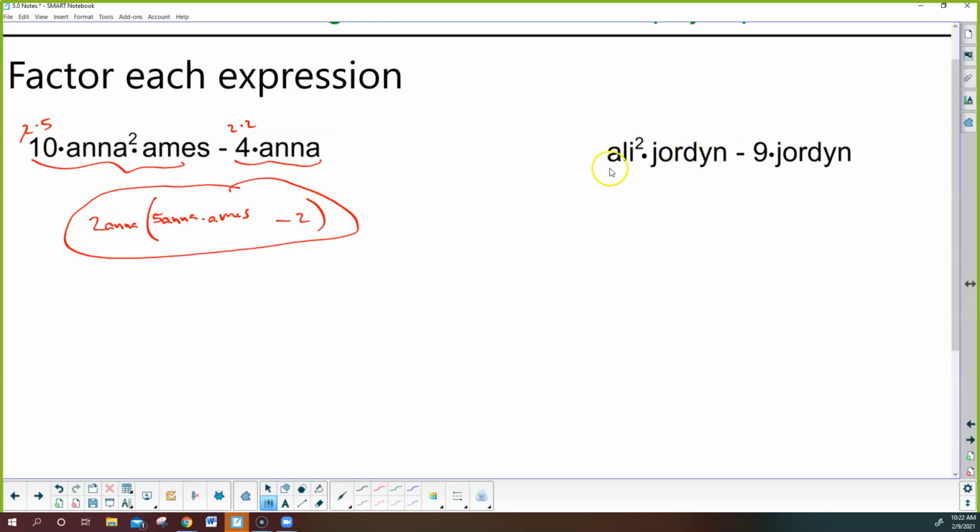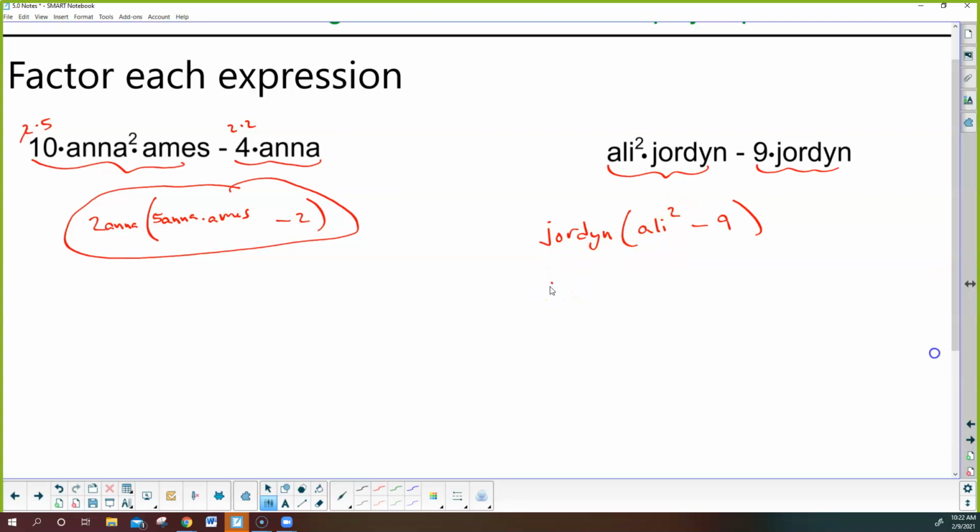And then same thing here. Notice we got two pieces, right? I have Allie squared times Jordan minus 9 Jordan. Well, they both have Jordan in common. So what's left over is an Allie squared minus 9, because I took the Jordans out. Now this is a little tricky. If you really want to think of this as an x, right? Think of Allie as an x.